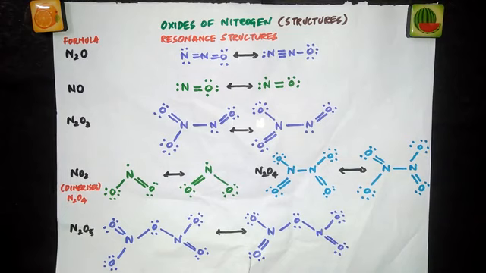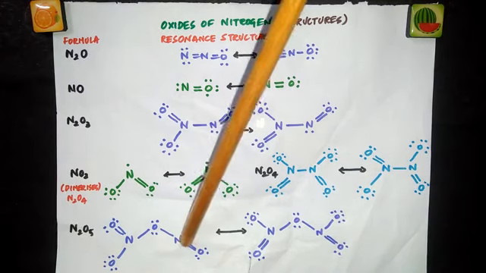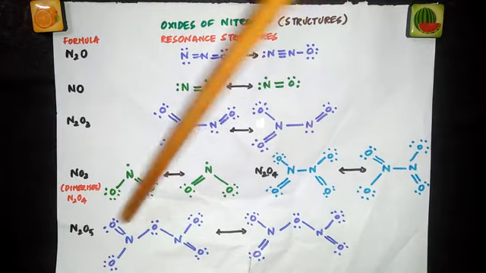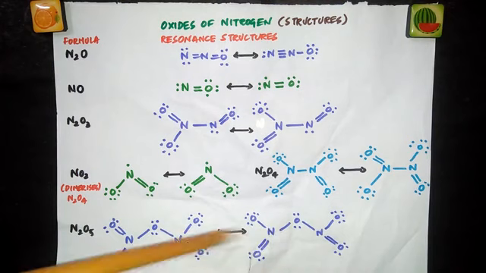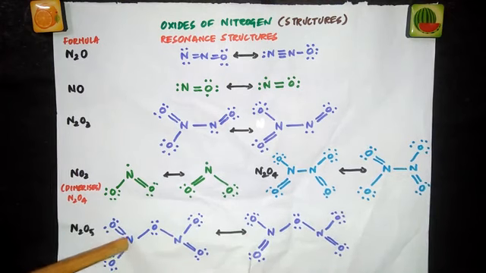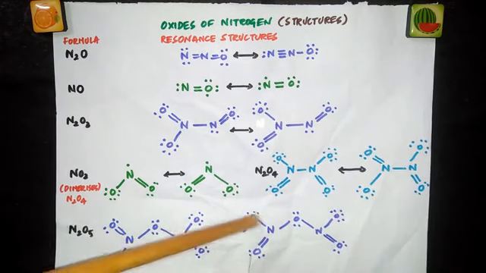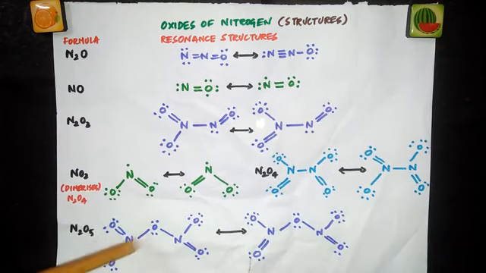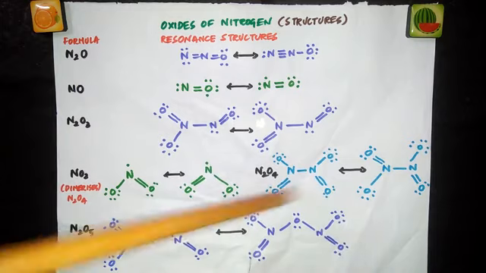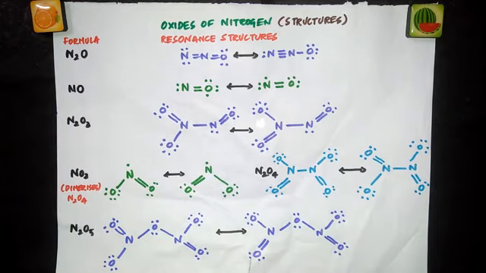Now coming to the last oxide of nitrogen, N2O5. See, 2 nitrogens, 5 oxygens, N2O5. And these two are the resonating structures of N2O5. N double bond O, N single bond O; here N single bond O, here N double bond O. This can happen in these two oxygens also. Either way, you will be getting the same resonating structures.